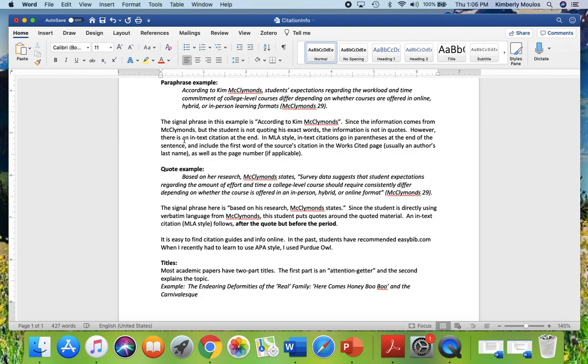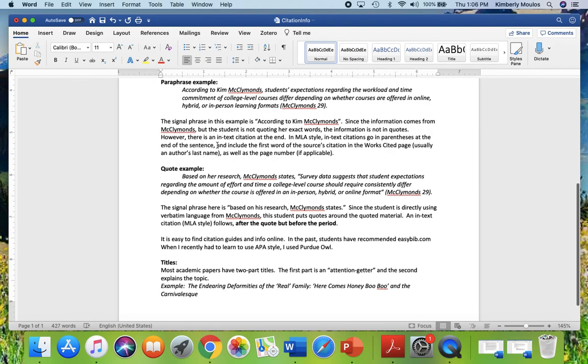Since the information comes from McClimans, but the student is not quoting her exact words, the information is not in quotes. However, there is an in-text citation at the end. In MLA style, in-text citations go in parentheses at the end of the sentence, right here, and include the first word of the source's citation in the works cited page, which is usually the author's last name, as well as the page number, if that's applicable, if it's a book or an article that had page numbers.